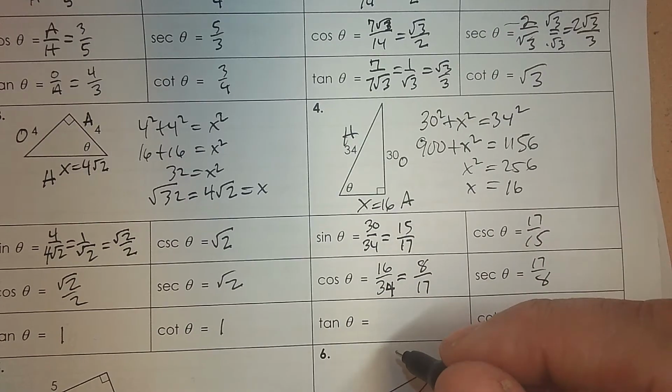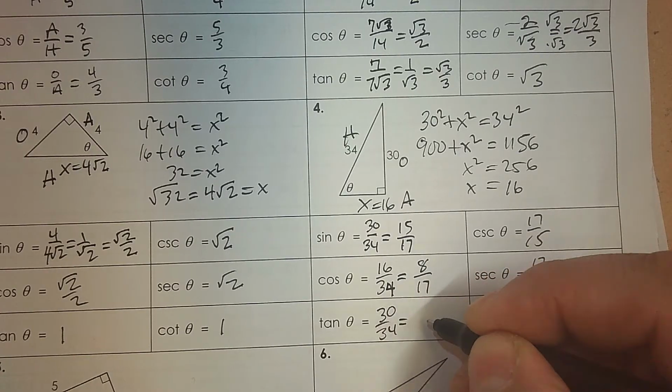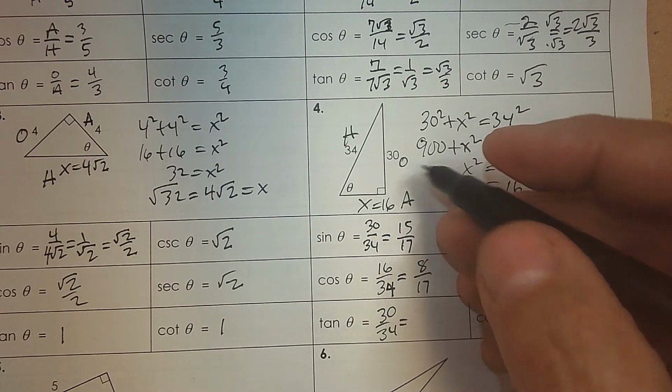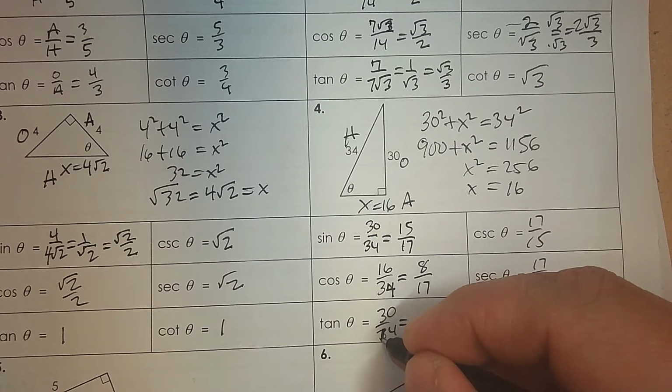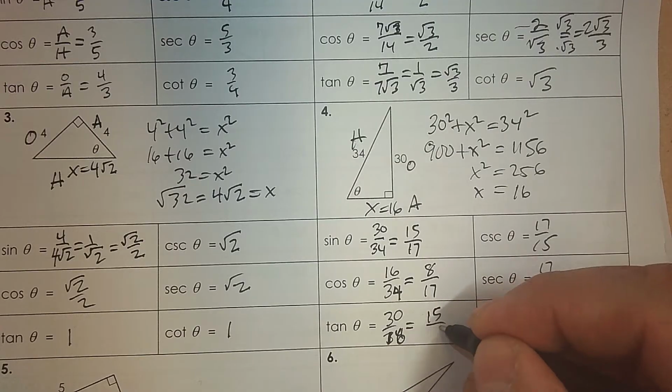Tangent, opposite over adjacent, that would be 30 over 16. So 30 over 16 would be 15 over 8, and then the reciprocal.